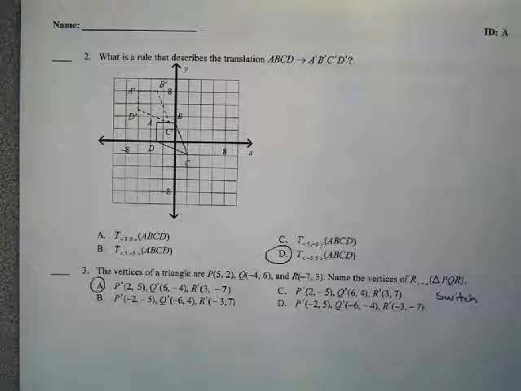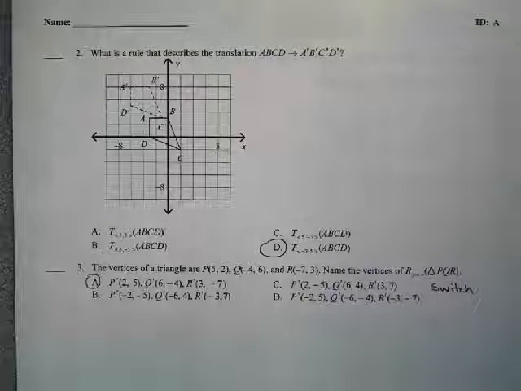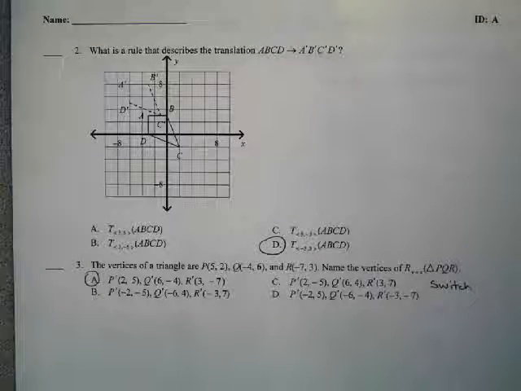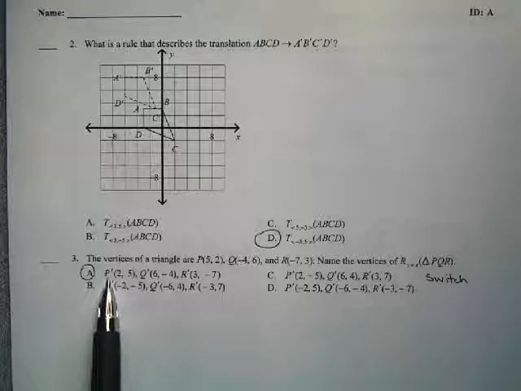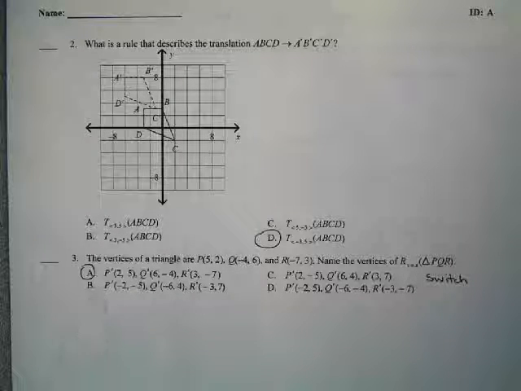For number 3, we want to reflect it in the line y equals x, so that is simply switching the coordinates. You don't make any of them opposite. So the original (5, 2) becomes (2, 5), Q becomes (6, -4), and R becomes (3, -7). So choice A just reverses the coordinates.